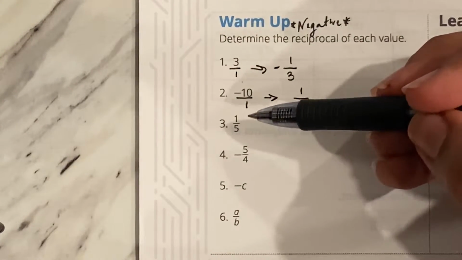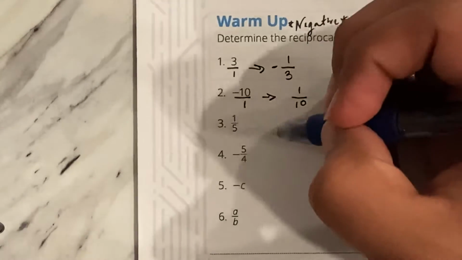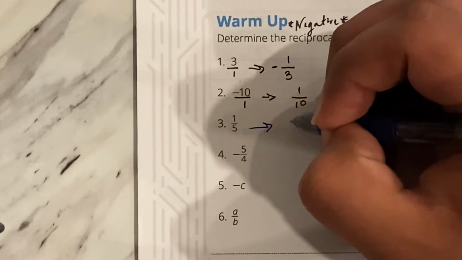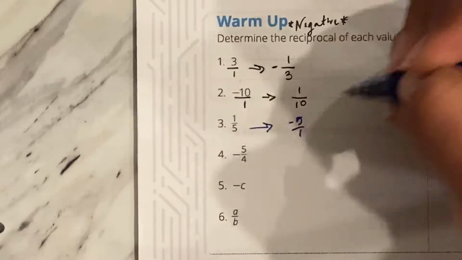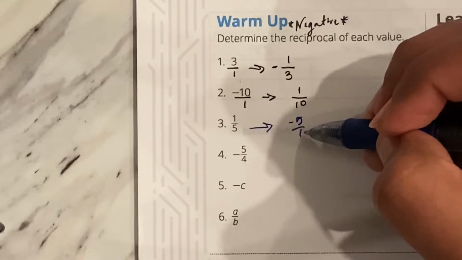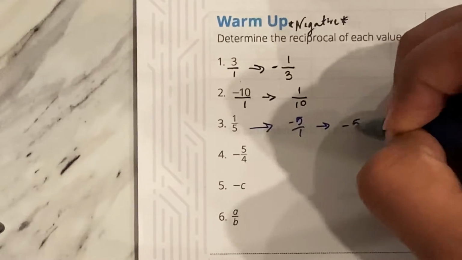Pause the video real quick. Try the next two by yourself. Give you a second. If you resume the video, great. You should get a negative 5 over 1. Now, while this is a correct answer, don't forget, hey, this over 1 does let me reduce it one more time to just negative 5.